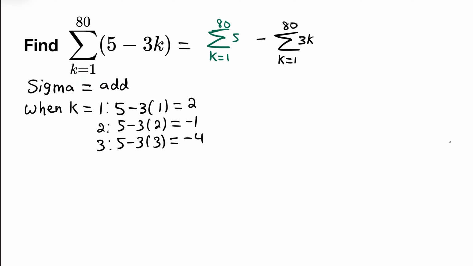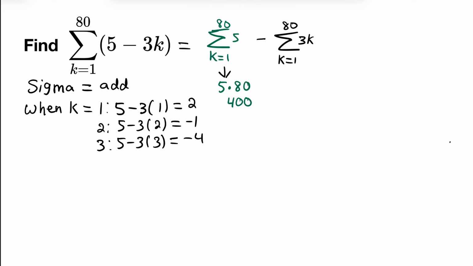All right, and so now let's go ahead and evaluate this first sum here. And so let me go ahead and bring down this arrow here. All right, and so this is simply telling us that we're adding 5 80 times. So 5 times 80 equals 400. All right, and so the first sum is 400.